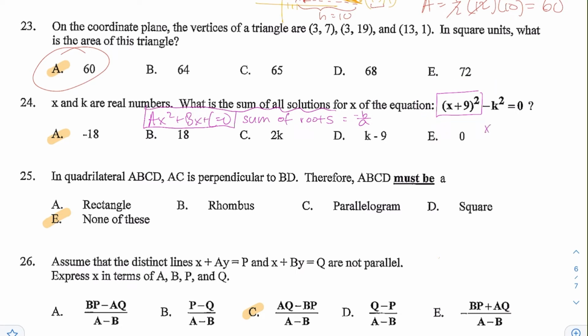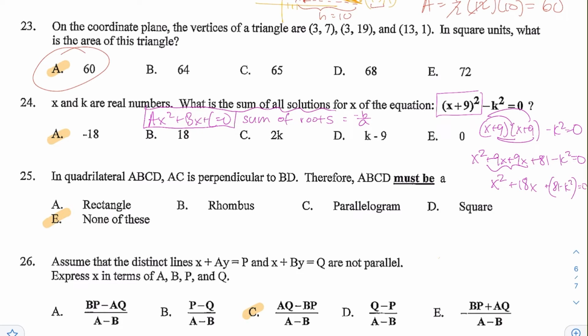So when you expand (x + 9) squared, that's (x + 9) times (x + 9). So when you FOIL, that's going to be x squared plus 9x plus 9x plus 81, and then you still have that minus k squared. And the 9x's will combine. You get x squared plus 18x plus 81 minus k squared equals 0.